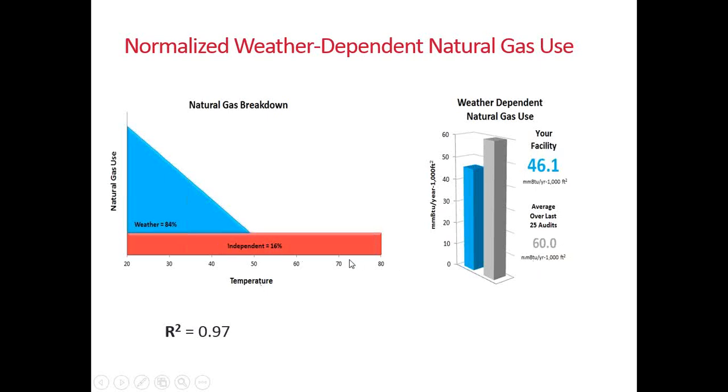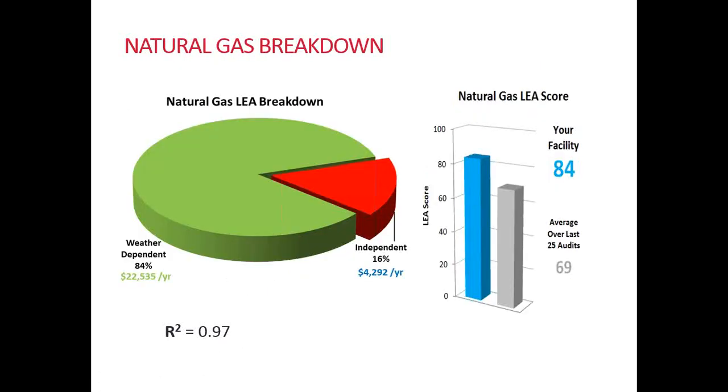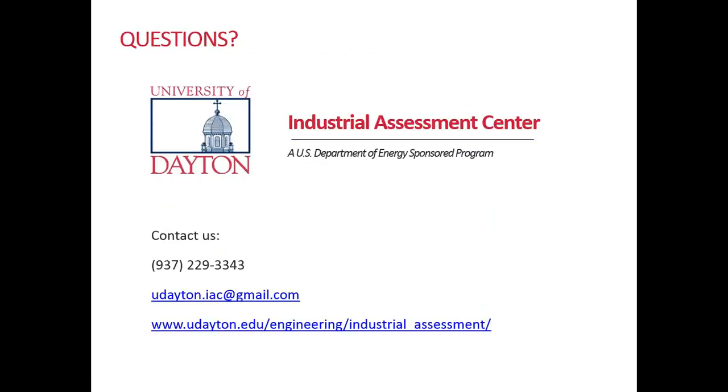From this breakdown, we see 16% of that was independent and 84% is weather dependent. So I'd say they're doing pretty good here. Natural gas isn't going to be our focus. And again, they have an R squared of 0.97, so we're pretty confident in this model. And just like the electricity, we can look at this again, 84% weather dependent and 16% independent, which gives them a score of 84, which is really great over the last 25. So we can kind of give them a pat on the back for natural gas and a slap on the hand for electricity, and then we can go out and do our work on the plant tour.